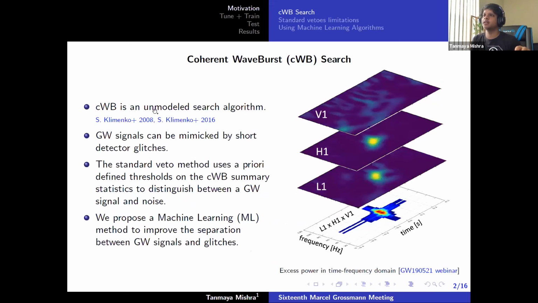This study is based on the coherent WaveBurst pipeline. Coherent WaveBurst is a gravitational wave search algorithm. It is unmodeled, as in it does not depend on modeled waveforms.